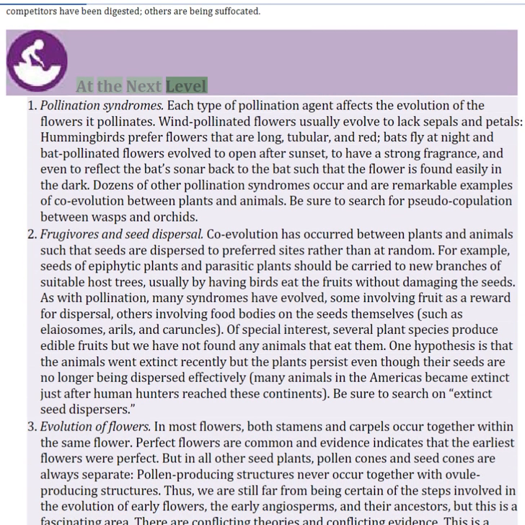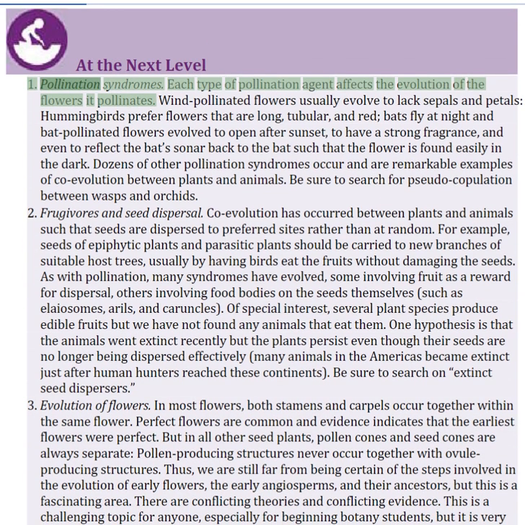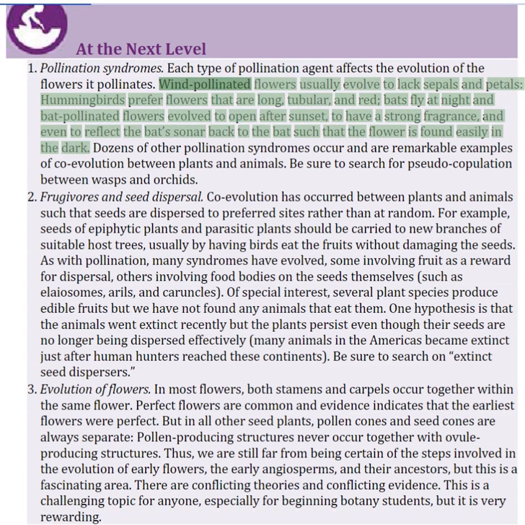At the next level. 1. Pollination syndromes. Each type of pollination agent affects the evolution of the flowers it pollinates. Wind-pollinated flowers usually evolve to lack sepals and petals. Hummingbirds prefer flowers that are long, tubular, and red.